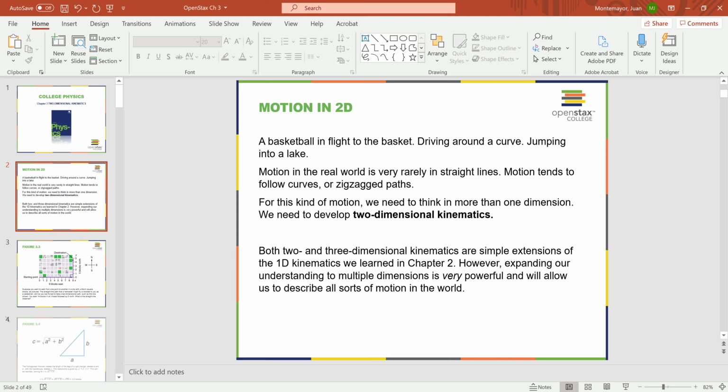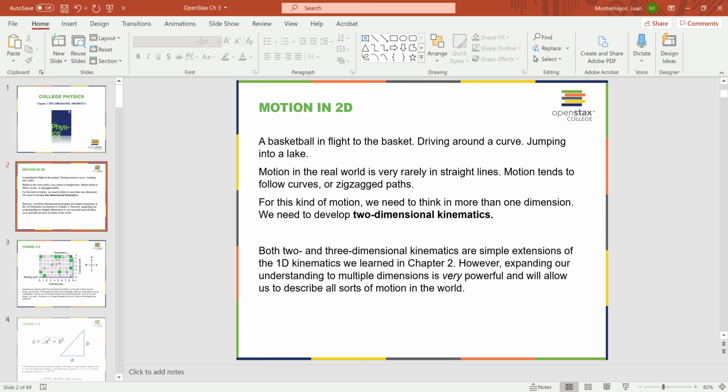So it's easily a basketball in flight to the basket, driving around in a curve, jumping into a lake. Motion in the real world is very rarely in straight lines. Motion tends to follow curves or zigzag paths. For this kind of motion, we need to think in more than one dimension. We need to develop two-dimensional kinematics.